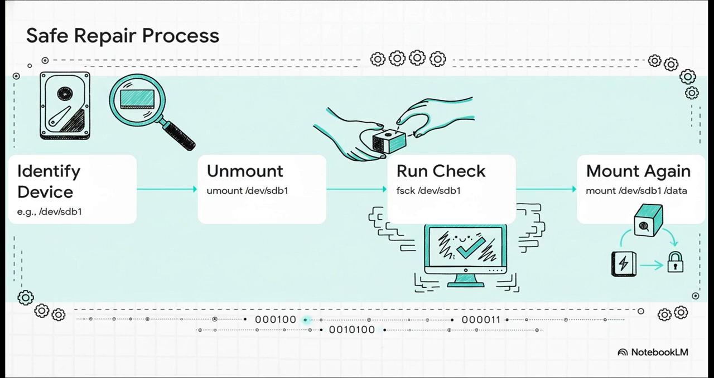First, you identify the device you need to check. Second, and this is the crucial part, you unmount it. Third, you run the check using the fsck command, which stands for file system check. And finally, once it's done and everything's good, you can safely mount it again.